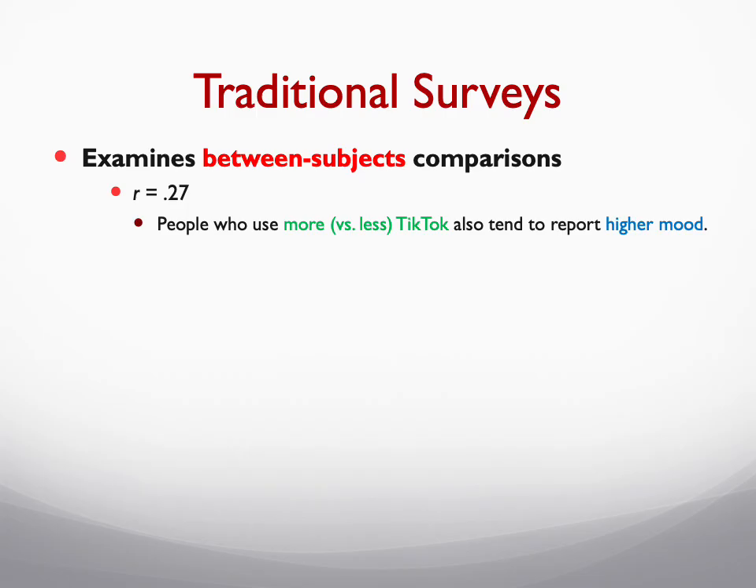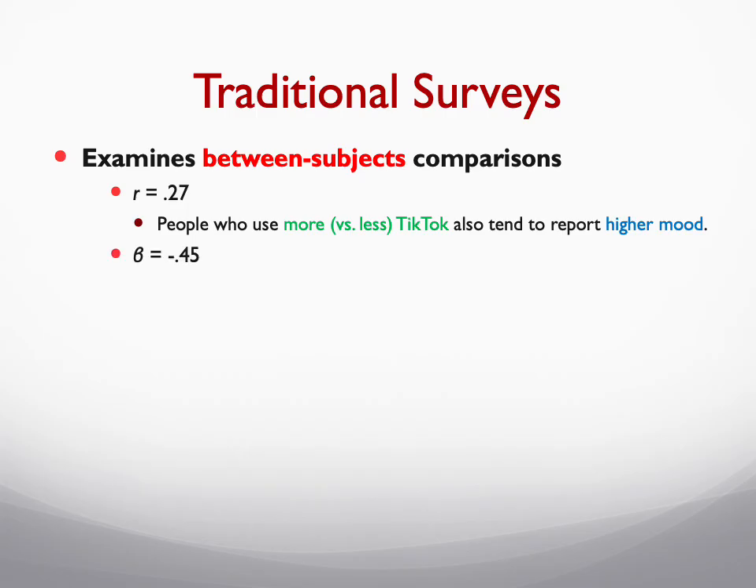The important thing here is that I'm comparing between subjects. I'm looking at those who tend to use TikTok more, comparing them to those who use TikTok less, and seeing if I see systematic differences in mood as well. So again, it's taking the same logic of the experimental design and saying, okay, we have these different groups of people who differ on this variable of interest. Do we also see that they tend to differ on this other variable of interest?